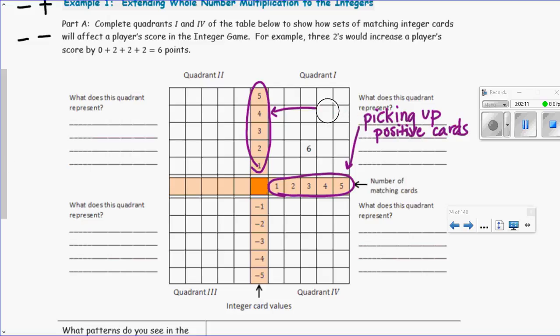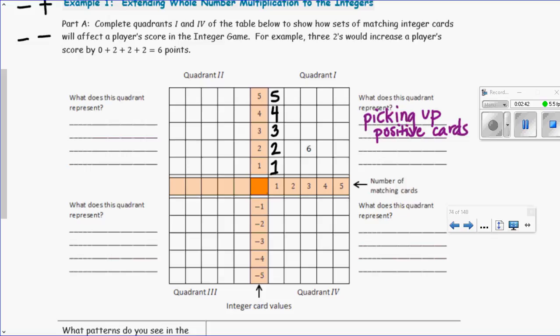So we're going to be picking up positive cards, and this row right here tells us how many of the cards we pick up, and this one tells us the value of the cards. So if I pick up one positive 1, my score will go up 1. If I pick up one positive 2 card, my score will go up 2. So really we're just multiplying. 1 times 1 is 1, 1 times 2 is 2, 1 times 3 is 3. I'm picking up one positive 4 card, I'm picking up one positive 5 card.